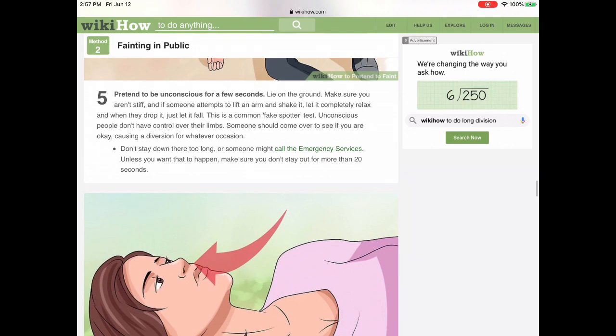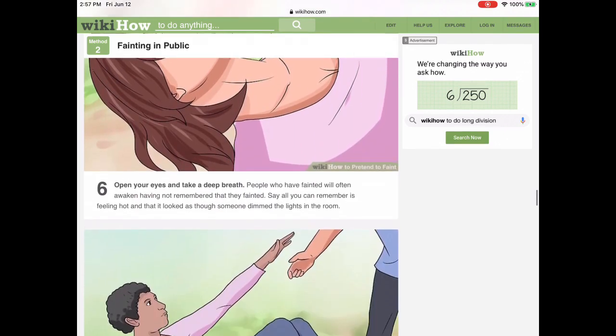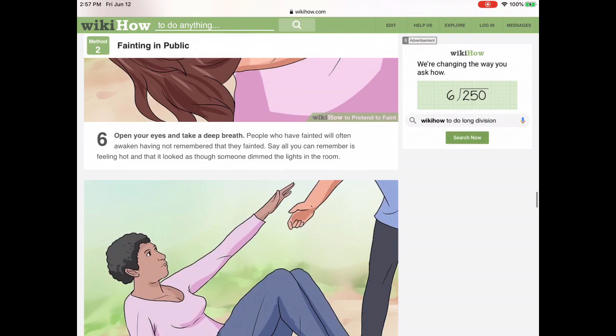Okay, only be unconscious for a few seconds. Lie on the ground, make sure you aren't stiff, and if someone attempts to lift an arm and shake it, let it completely relax when you drop it. Just let it fall. This is a common fake spotter test. Unconscious people don't have control over their limbs. Okay. Open your eyes and take a deep breath.